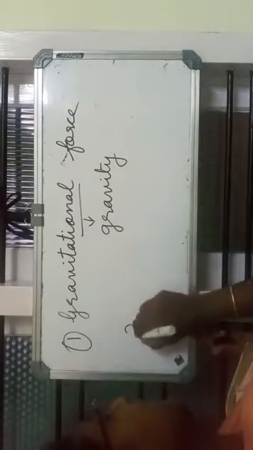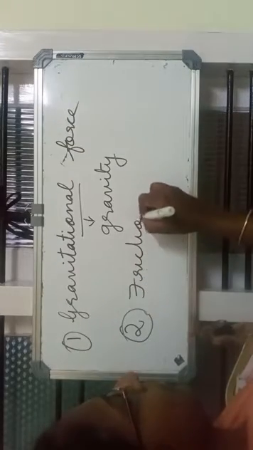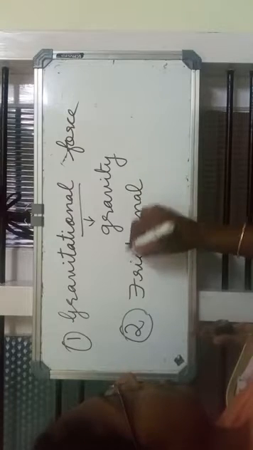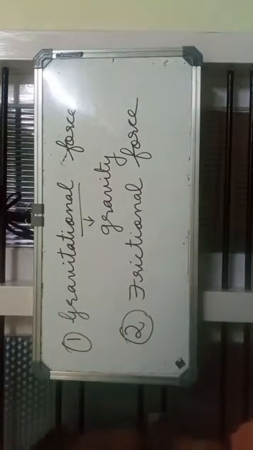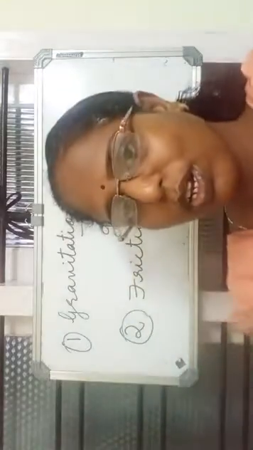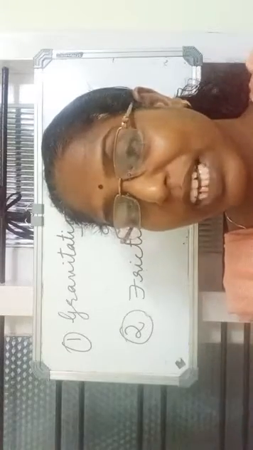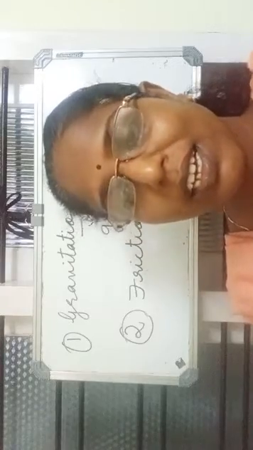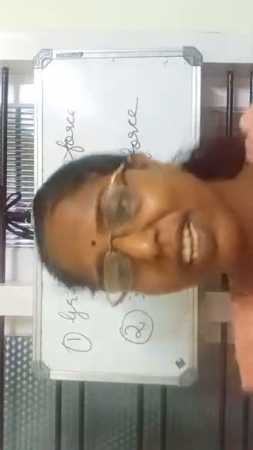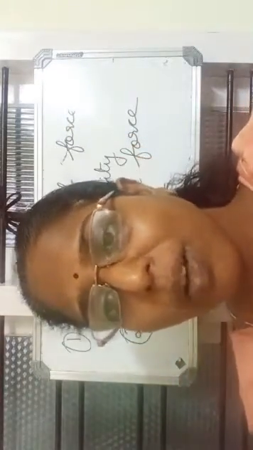The next is frictional force. Next force we are learning is frictional force. If you are rolling a ball through a floor, then after some time you can see the ball itself stops moving. This is called frictional force. Frictional force stops a moving object.